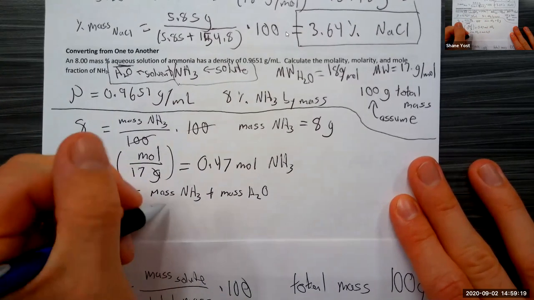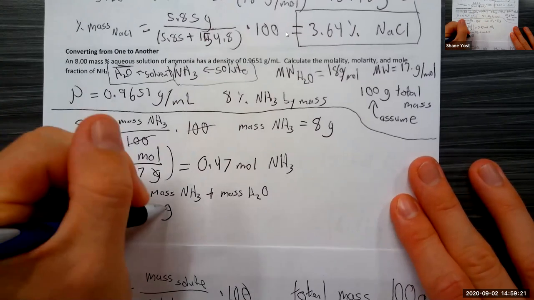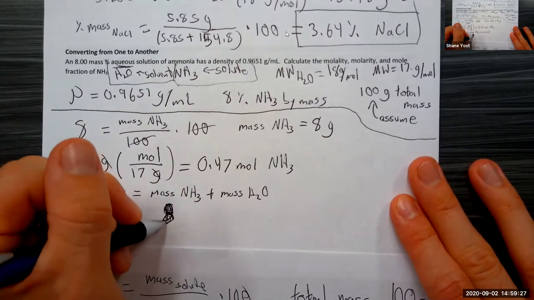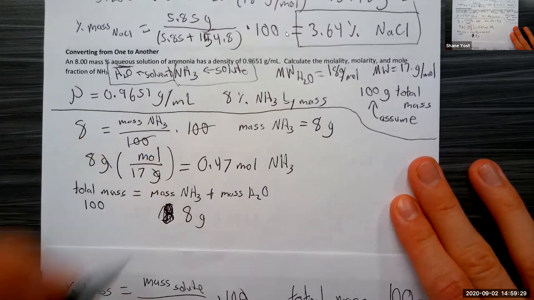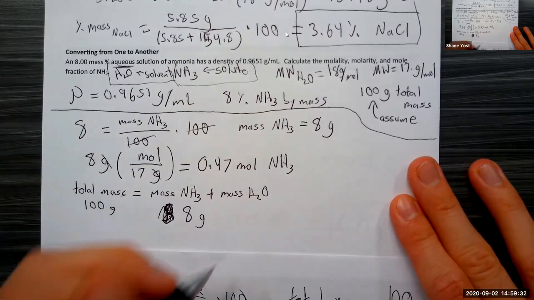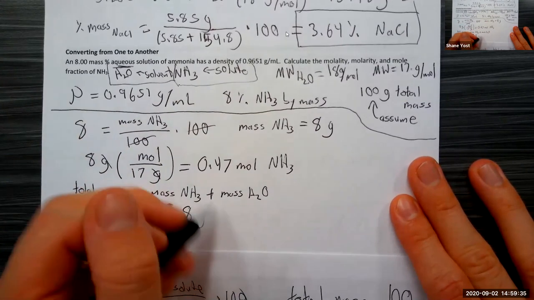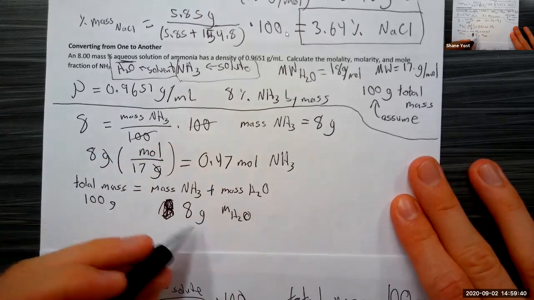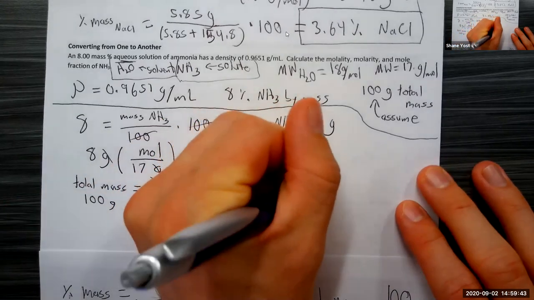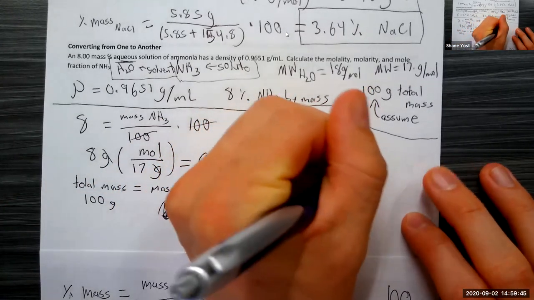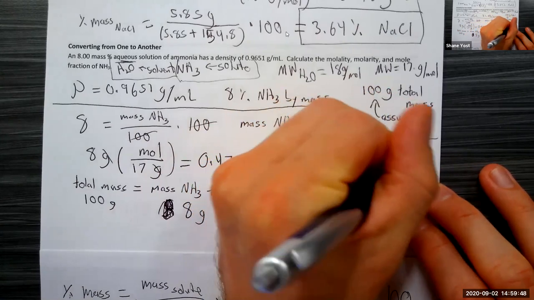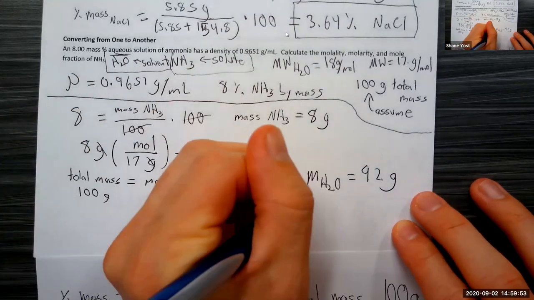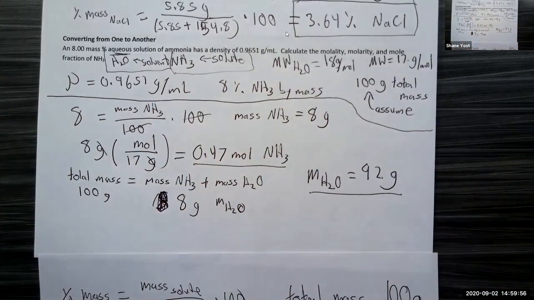We assume this is 100 grams. Based off the mass percent, the NH3 is 8 grams. Let's rewrite that: 8 grams plus the mass of water is 100 grams. The mass of water is what we're looking for, M of H2O. So I just take 100 and subtract off 8 to get the mass of water equal to 92 grams. Okay, so I now have my moles of NH3 and my mass of water in grams.